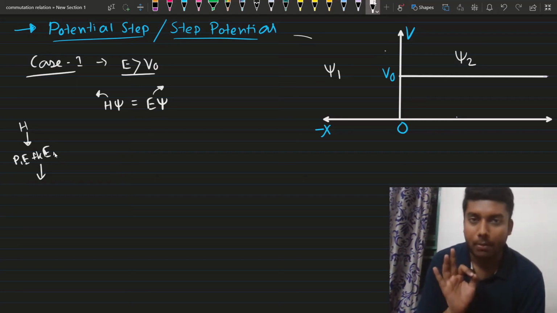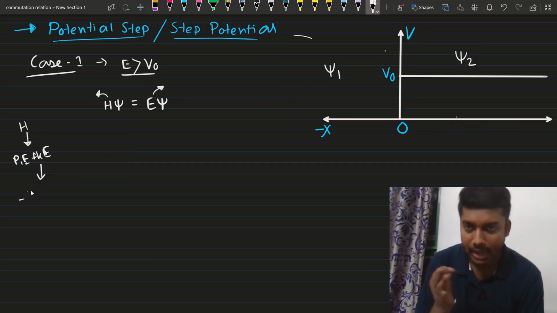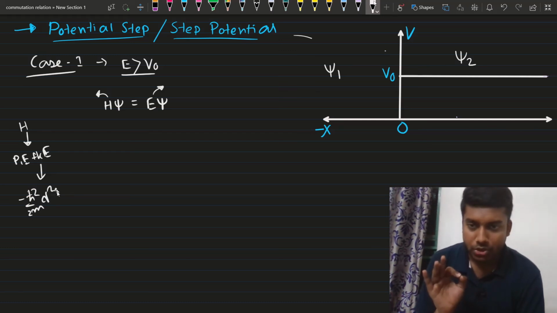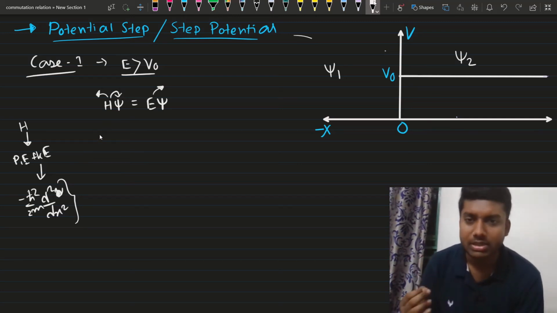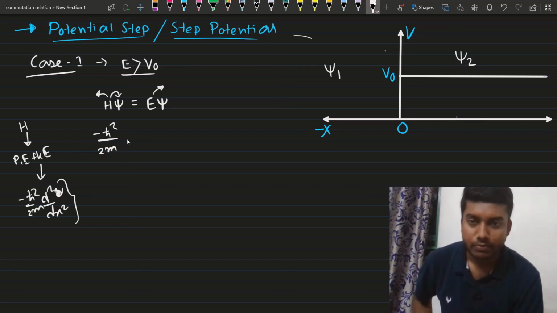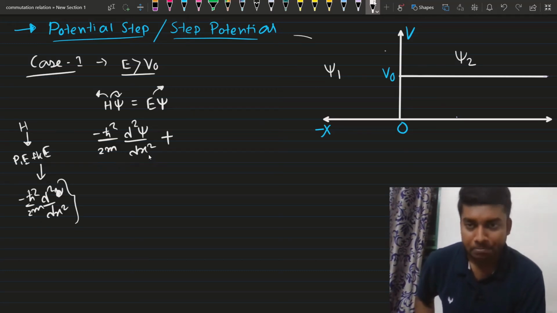So the kinetic energy operator in quantum mechanics is like this: minus h bar square over 2m, d2 over dx square. When this operates on the wave function, it simply gives us minus h bar square over 2m, d2 psi over dx square. This is what the kinetic energy becomes, and then we add the potential energy.